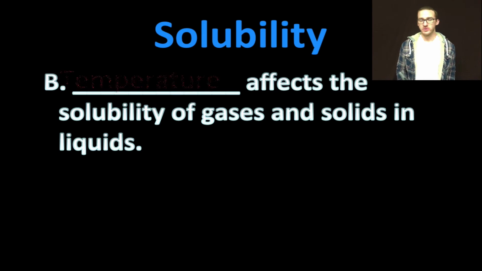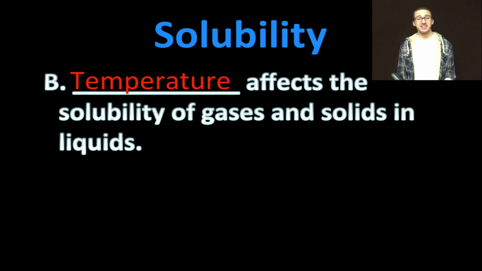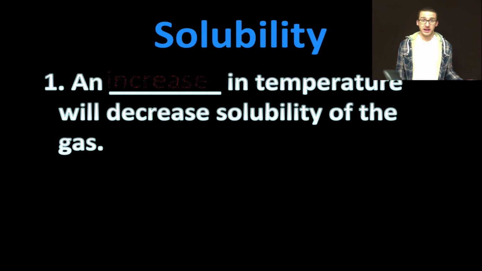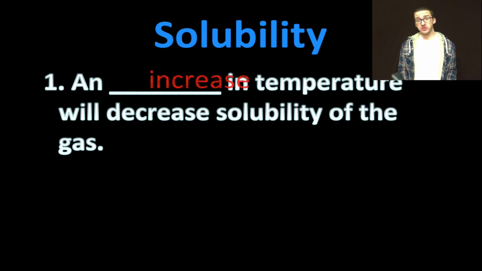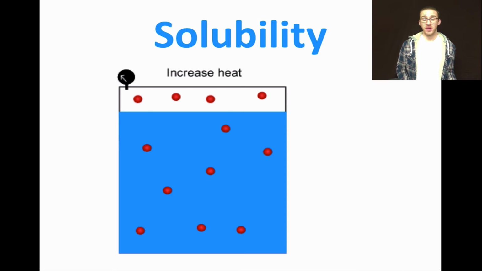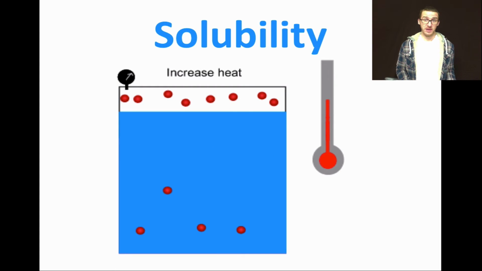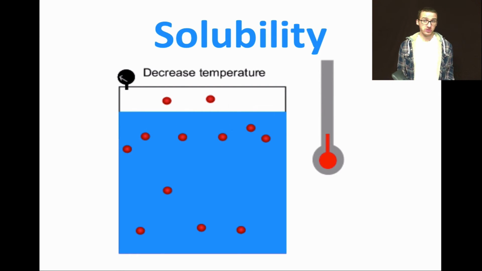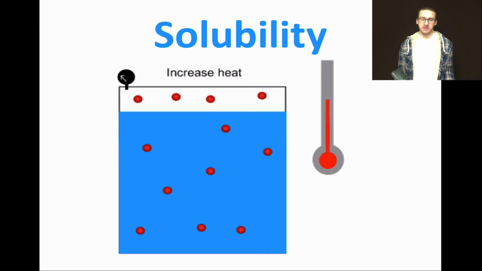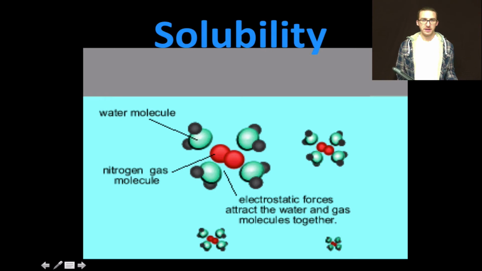The second factor you want to think about is temperature, and this will affect both the solubility of gases and solids in liquids. In general, an increase in temperature will decrease the solubility of a gas. Now, as you think about why, take a look at this animation that's going to continue to repeat on your screen. Notice that at the lower temperatures, we're able to get more gas dissolved in solution. But when we increase the temperature, more of that gas is going to come out of solution. And let's think about why.